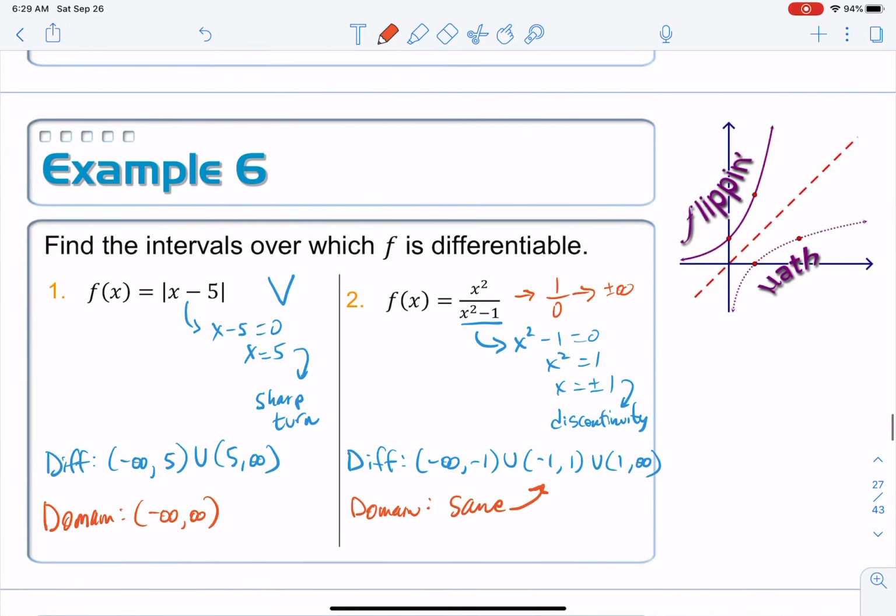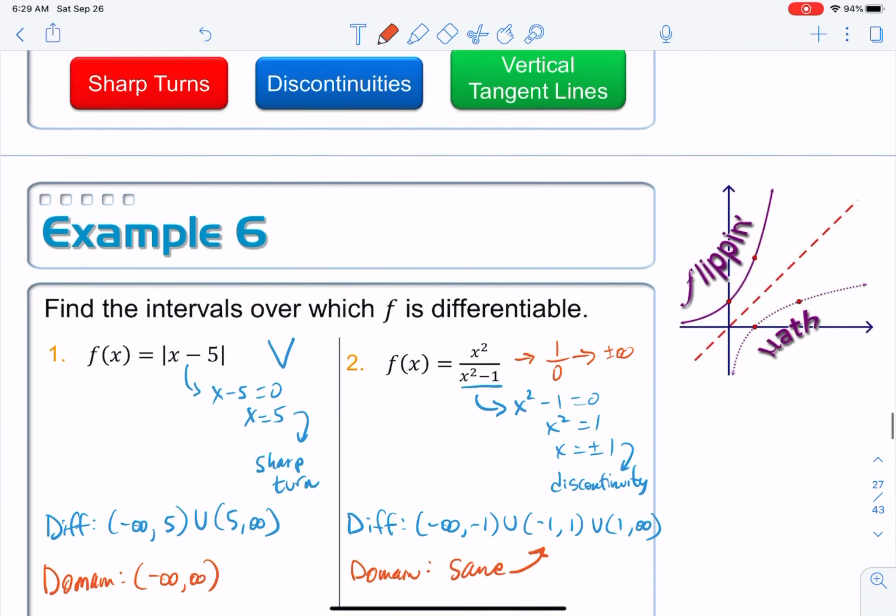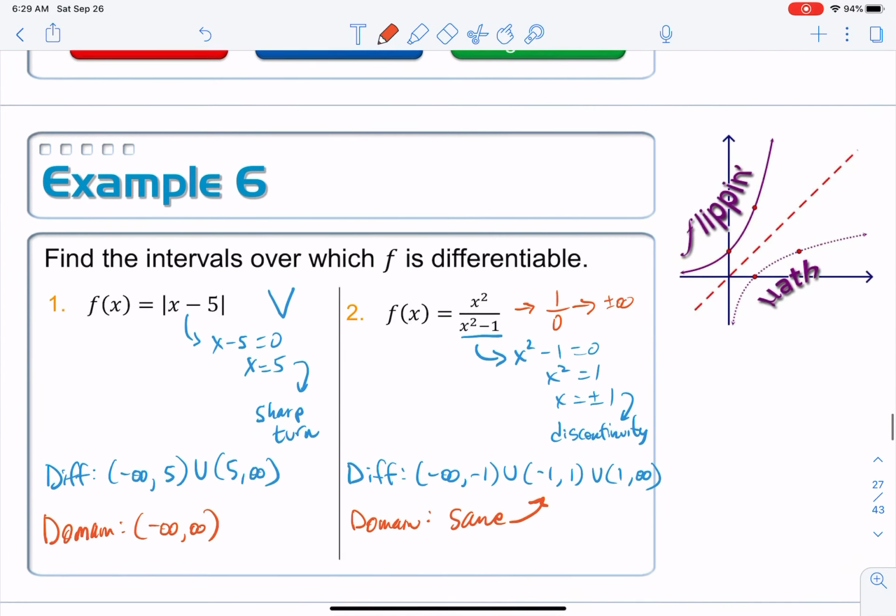All right, so that'll pretty much wrap it up as some examples of looking at particular functions and finding out where that function is differentiable.